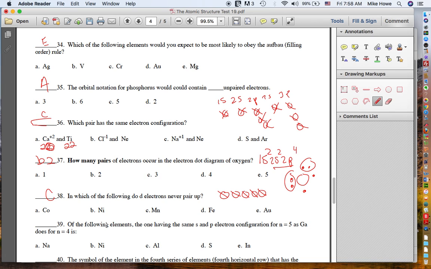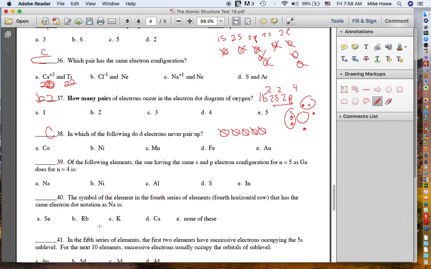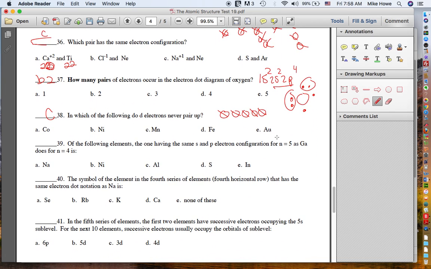All right, the one having the same S and P configuration for n equals 5 as gallium does for n equals 4. You just look at your periodic table again. So here's that little section of the periodic table. Okay, here's gallium right here in this spot. So Ga is right about there, I think.